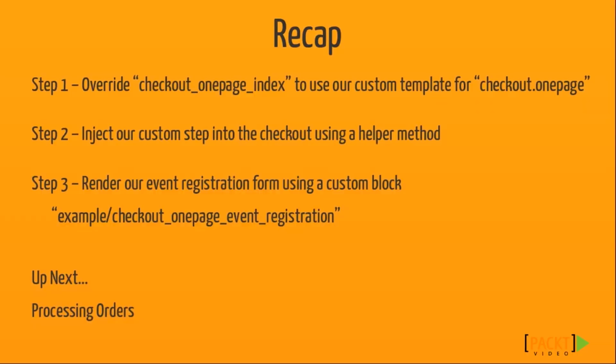Overriding the Magento checkout process involves a handful of steps, but we can boil it down to 3 basic steps. First, we overrode the checkout one-page index layout to use our custom template for the checkout.onepage block. Doing this allows us to inject our custom steps into the checkout, which we did by using an additional helper method just to keep things clean in our template. Last but not least, we used our own custom block to render our event registration form, and that block was called Example Checkout One-Page Event Registration.